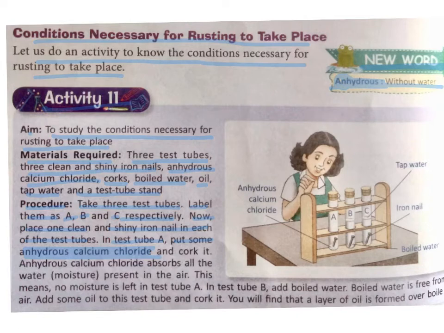Children, this anhydrous calcium chloride shows a property that it absorbs all the water present around it. That is, if you put it in a test tube and place a cork on it, it will absorb all the water, that is moisture present in the air, and makes the air dry, which in turn means no moisture is left in test tube A. So let us understand it with a video.